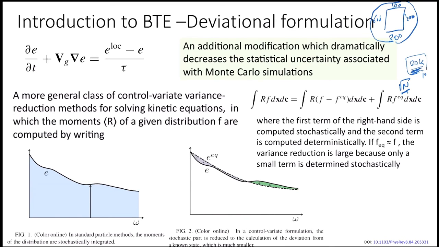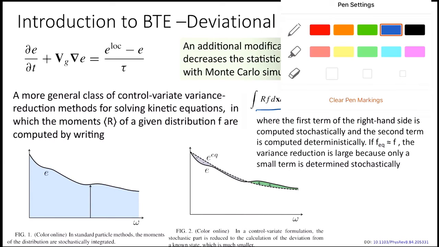This new formulation would reduce the statistical uncertainty associated with this simulation quite considerably. So let's look at the principle behind that. First we look at it physically, and then we will explain what this equation means.